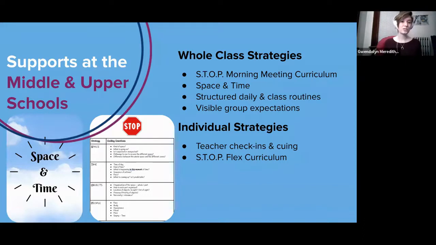Some individual strategies might be teacher check-ins or counseling debriefs. If a certain student wants to talk through a situation where maybe their energy was a little bit higher and they were very active, a counselor might take them on a walk and help them debrief and notice where their body was and where they actually were in physical space. We also do explicitly teach that STOP Flex curriculum, and a little bit more in-depth version for a few students.